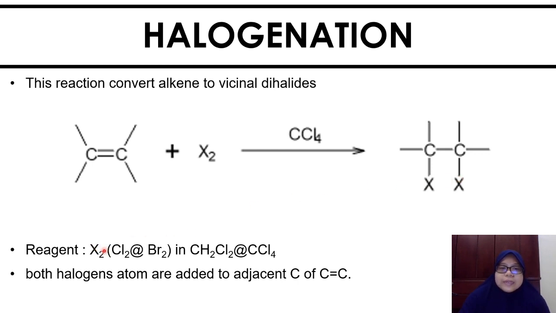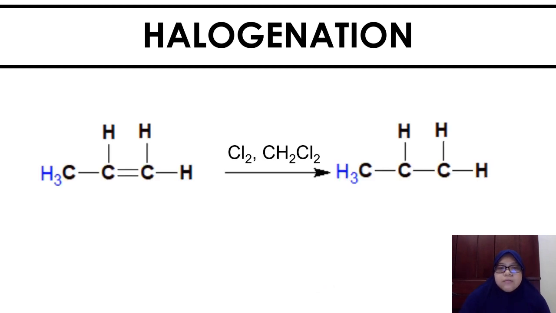So to form vicinal dihalide, we will use reagent halogen, either chlorine or bromine, dissolved in dichloromethane or tetrachloromethane. So both halogen atoms will be added to the carbon of the carbon-carbon double bond. So for this example, we have our alkene react with chlorine in dichloromethane. So both chlorine atoms will be added to both carbons at the carbon-carbon double bond, forming vicinal dihalides.